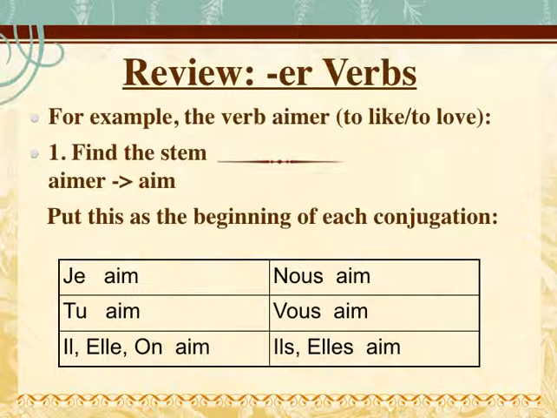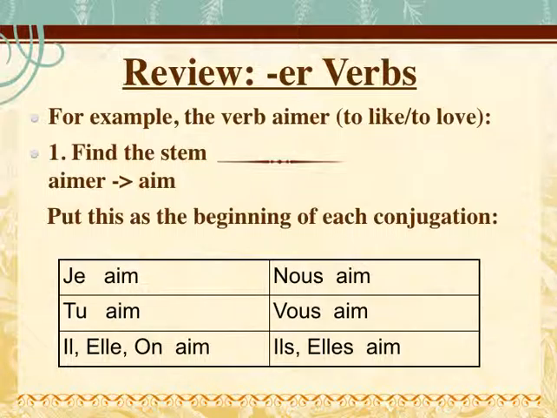So if we put this together, we're going to conjugate the verb aimer, to like or to love. The first thing we did was find the stem by dropping the ER off of the end. Aimer becomes aim. This is the beginning of every single one of our conjugations. It goes in the beginning of every single one of our 6 boxes. That's how we know which infinitive it is we're talking about.